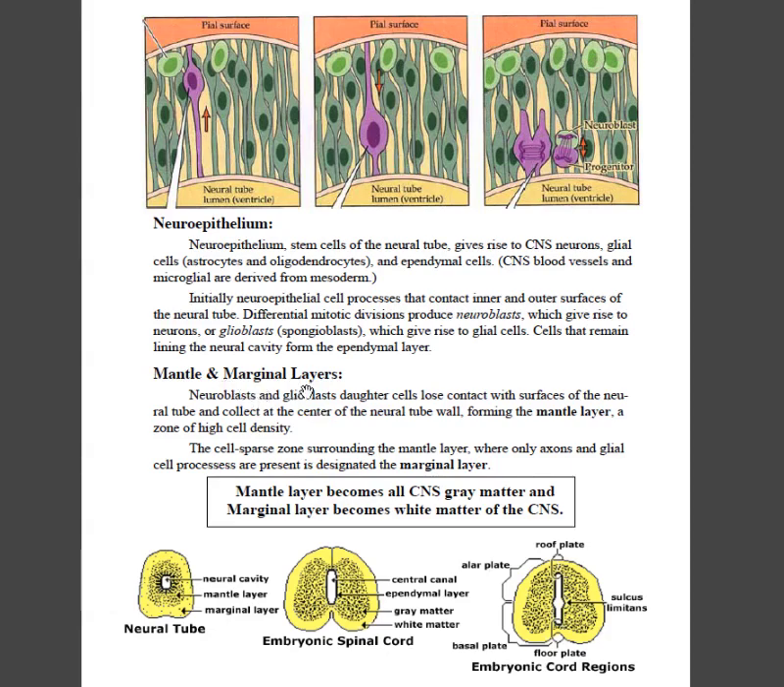So these neuroblasts and glioblasts that collect as a mass of cells within the neural tube wall form the mantle layer as a zone of high cell density. If we look down here, we can see that around the neural cavity there is a collection of neuroblasts and glioblasts, and this creates the mantle layer. And then the marginal layer outside of that has fewer cells. The mantle layer is going to become all of the gray matter of the central nervous system, and the marginal layer will become all of the white matter of the central nervous system. So this is going to be gray matter, and this will be white matter.